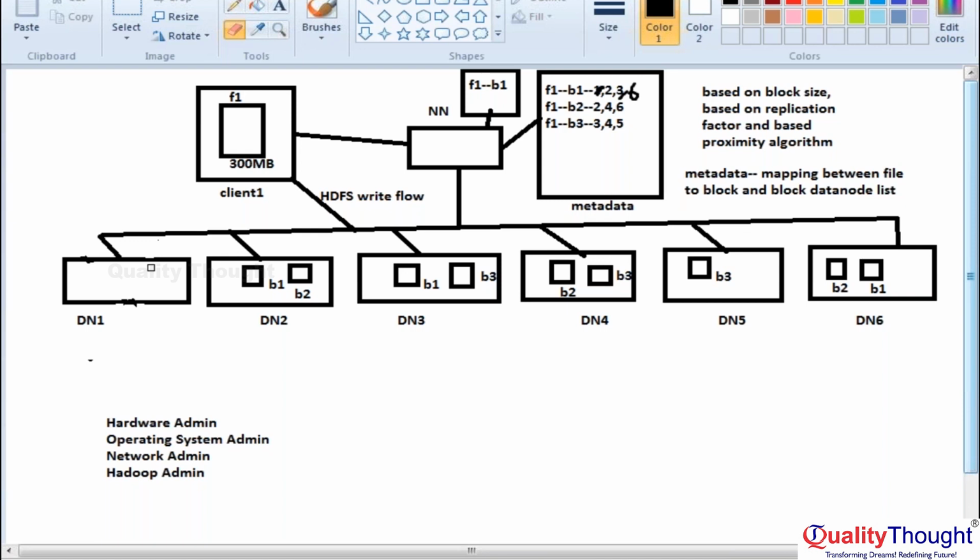Most of the time, whichever node comes up first will accept the request. So this accepted the request and this block is removed from data node 1. So we have 3 blocks for file 1, block 1. For block 1 we have 3 copies.